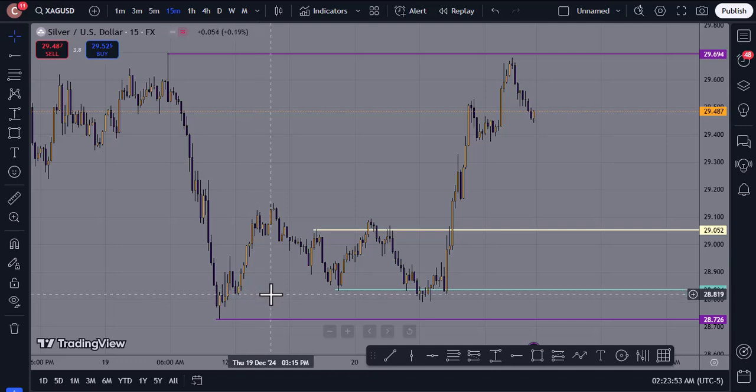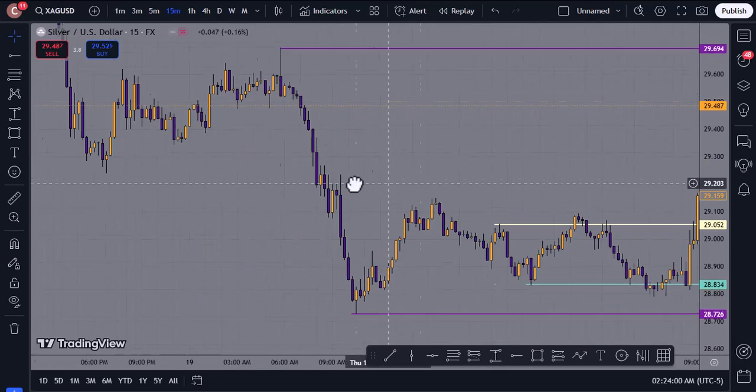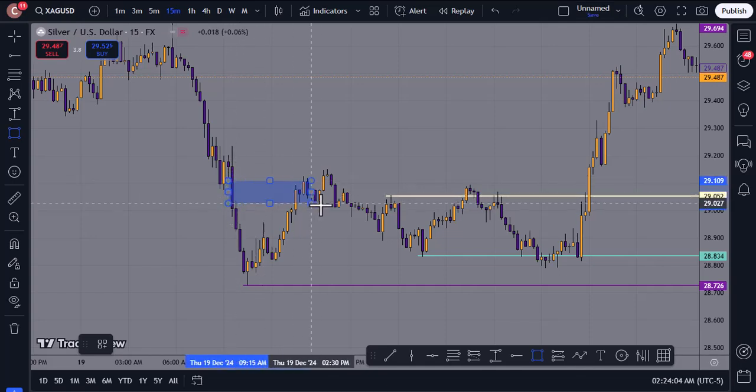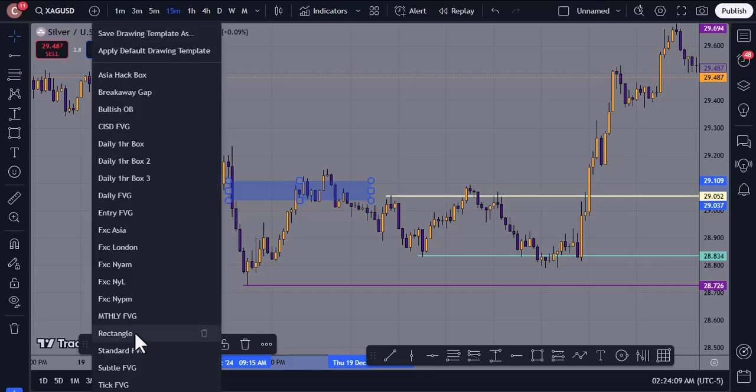So let's check for this last fair value gap. Let's check from this swing high and swing low. So on this small price leg, I want to take cognizance of this fair value gap. So fair value gap.